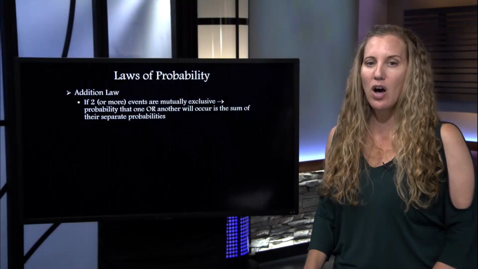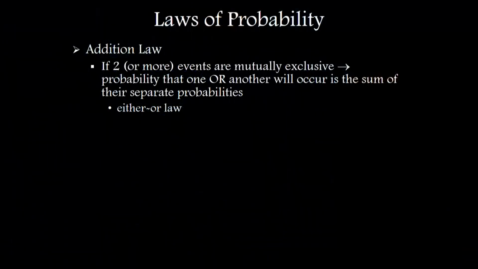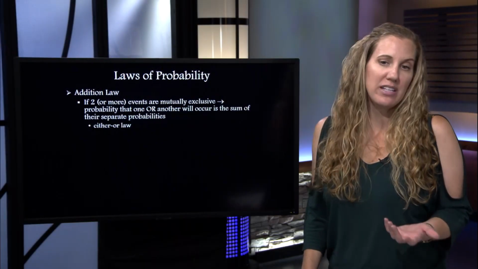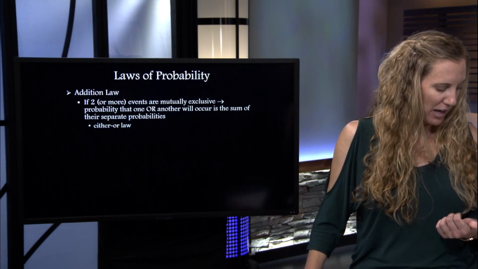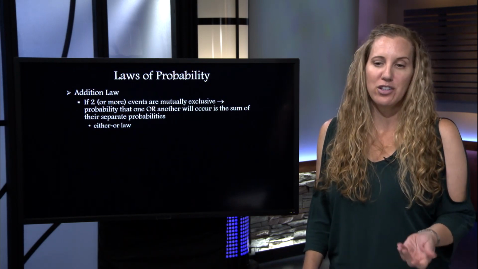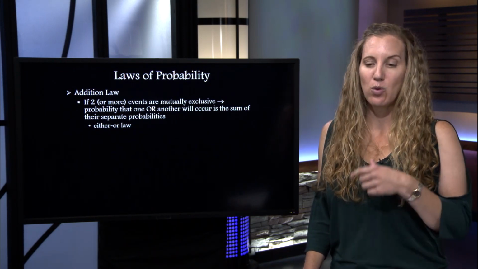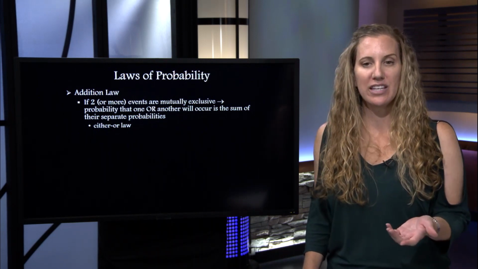We sometimes call this the either-or law. So the addition law is the either-or. I'm looking for either A or B to occur. And this is going to actually make it easier, right? So if I am looking at rolling a die, sure, it's going to be hard to roll just one number, but if I can roll a 4 or a 5 or a 6, that is going to get easier.